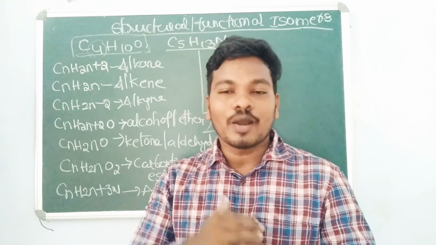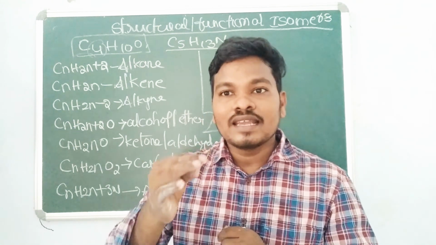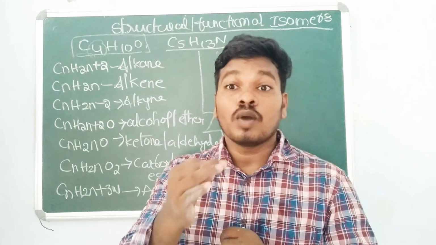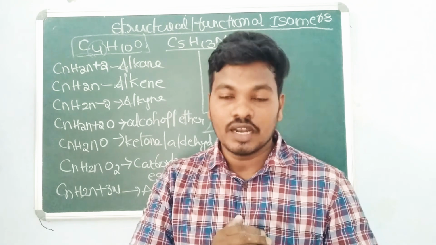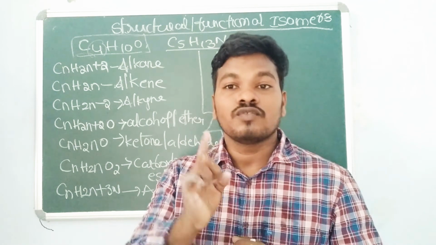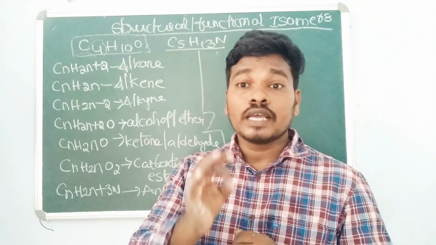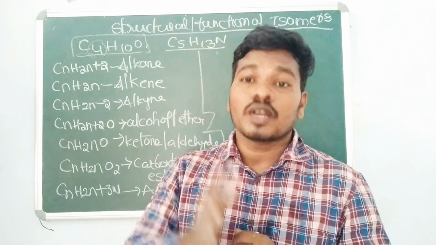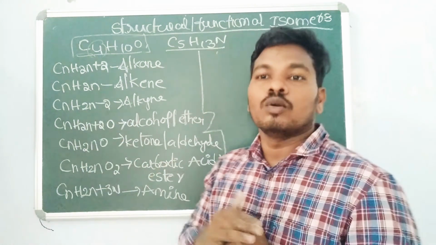So today we are going to discuss a topic called tricks to calculate the number of possible structural or functional isomers in a given molecular formula. There are two steps involved in this. The first step is, given a molecular formula, what types of functional groups are present. First we have to identify that. For this we have to learn some general formulas.